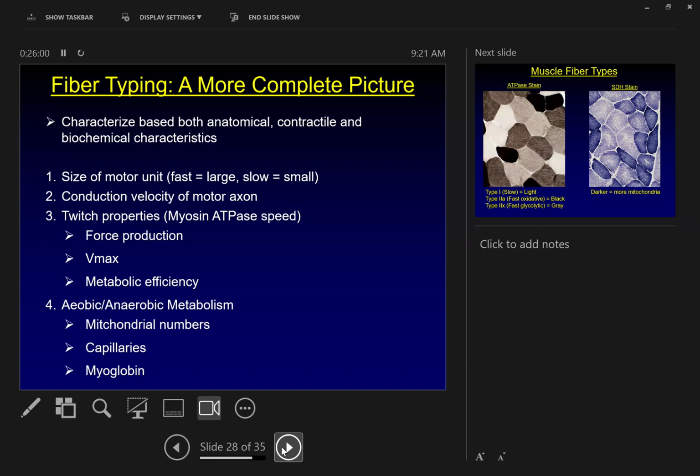So we want to look at all of this. We also need to understand mitochondria, how many capillaries go to those fibers, and how much myoglobin is there. We'll get into capillaries and myoglobin when we get into the cardiovascular system, but it's a more complicated system than just fast versus slow. Does that make sense, guys? You all with me on all of that?